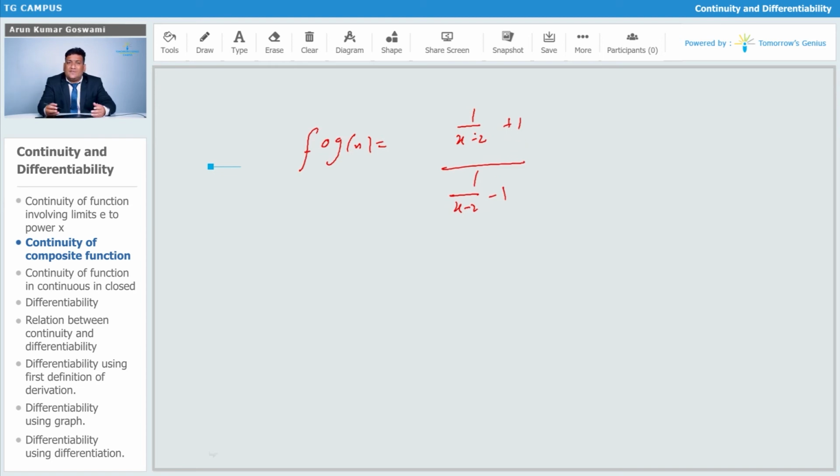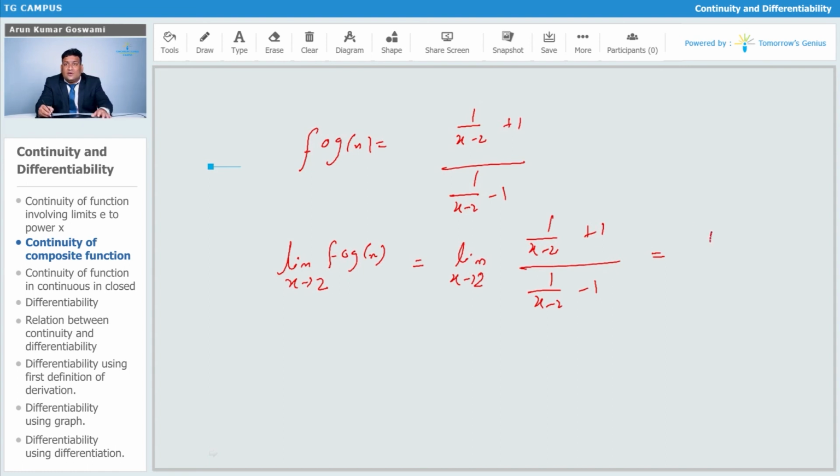So how are we saying that this is discontinuous at 2? Yes, it is not defined, so it is discontinuous. But if I use limit x tends to 2 for my fog function, limit x tends to 2 of (1 by x minus 2 plus 1) divided by (1 by x minus 2 minus 1), this gives a finite value. What finite value are we going to get? We are going to get 1 by 1, which is nothing but 1. It means 2 is my removable discontinuity, meaning we can remove the discontinuity. That is a type of discontinuity we have already learned about.